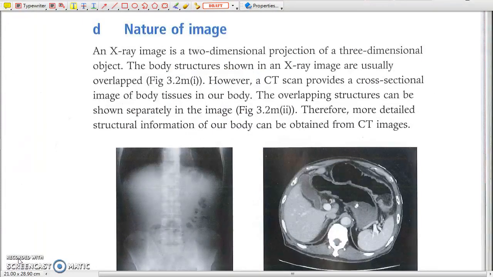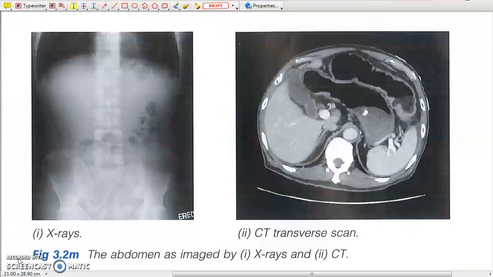D. Nature of image. An X-ray image is a 2D projection of the 3D patient's body, with overlapping tissues confused in the image. And those organs that are overlapping in an X-ray image are separated in a CT image, as CT images are produced by multiple X-ray scans from different directions.